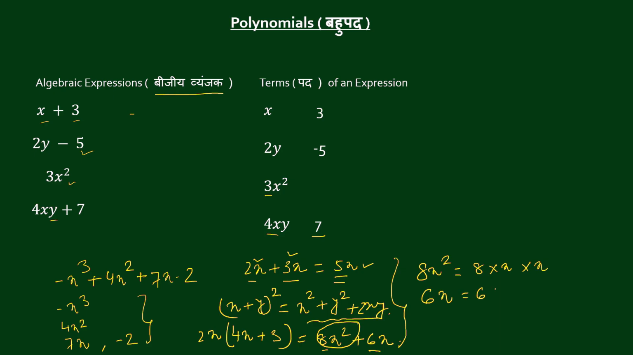6 multiplied by x. And when these two terms are added, then we get this expression 8x square plus 6x. So always remember, terms are added to form an expression.